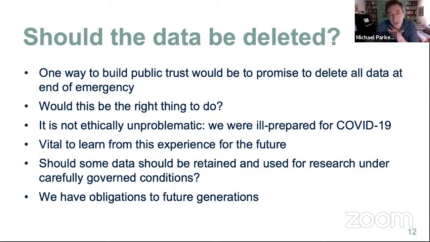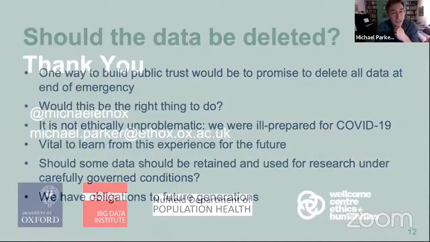So it's notable that in many countries, and the UK would be a good example, we were very poorly prepared for COVID-19 when it came. And it seems to me it's vital that we learn from this experience for how to deal with future epidemics. So there's at least some argument to be made that some of the data should be retained in a depersonalized way, and it should be used for future research under carefully governed conditions. It seems to me that we have got obligations to future generations, and that might place on us an obligation to save at least some of this data and to do research on the data to help us be better prepared in the future. So thank you.